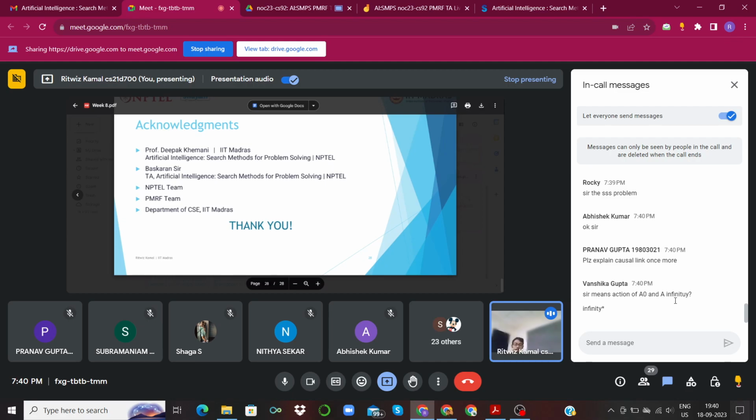A0 and A infinity is just a naming convention. A0 refers to the very first node that is resulting in your initial state, and A infinity is the final node that is following your goals that you want to achieve, basically. Or you could say that A0 is something that results out of nothing, and A infinity is something that results in nothing.